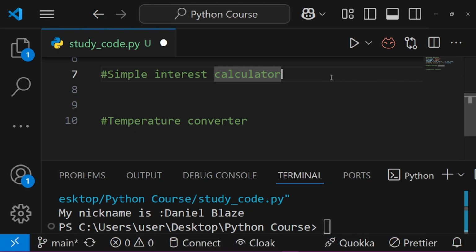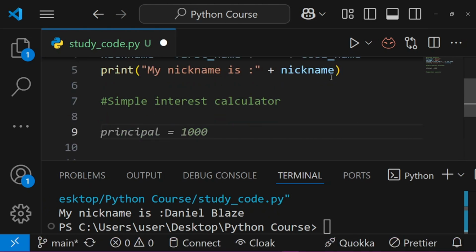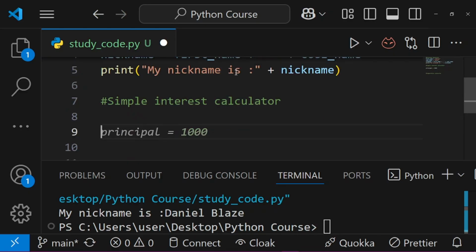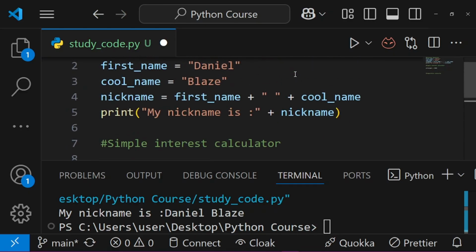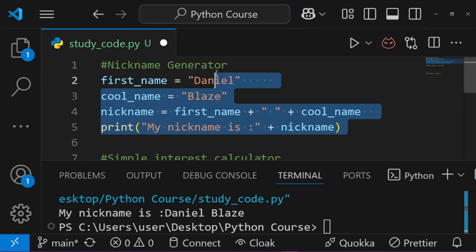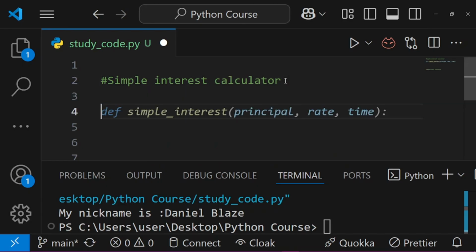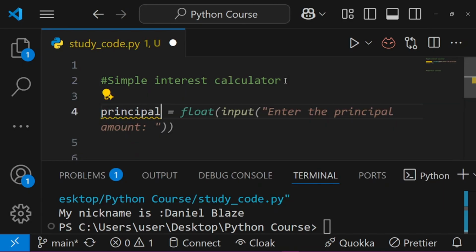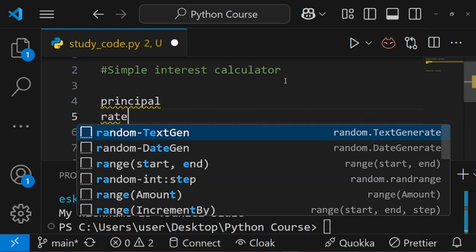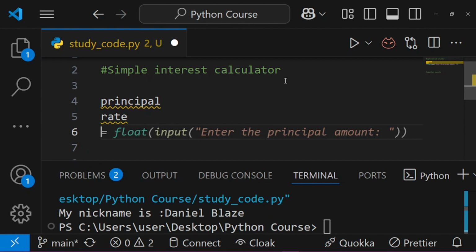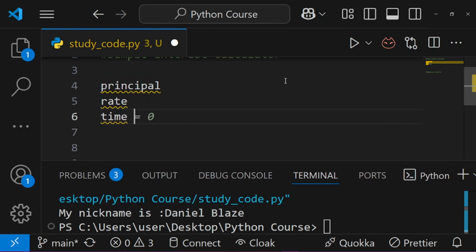Now let's build a simple interest calculator. Now once again, before we build anything, what we want to do is know what we have to use. See, we have to know what we are going to be using to build that particular thing, right? So for simple interest, we need a principal, we need a rate, and we need time.